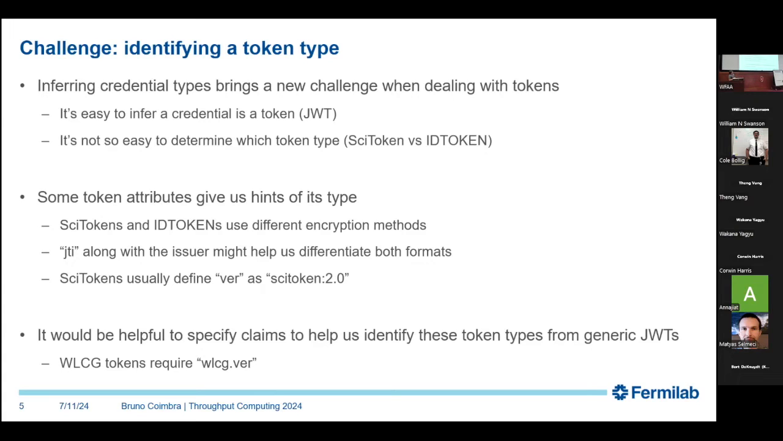You can use something like JTI along with the issuer to try and figure it out. And SciTokens and ID tokens also use different authentication encryption methods. So that really helps us. But what we really can't tell for sure is whether something is an ID token or not. I mean, we know for sure it's a JWT, and maybe it's not a SciToken, but is it an ID token? So this is something that we're still working on. Maybe something like what WLCG tokens do, which is they claim this wlcg.ver parameter here. That could maybe help. So that's an idea.